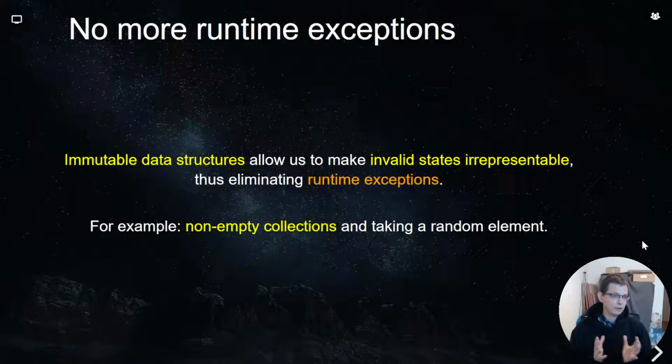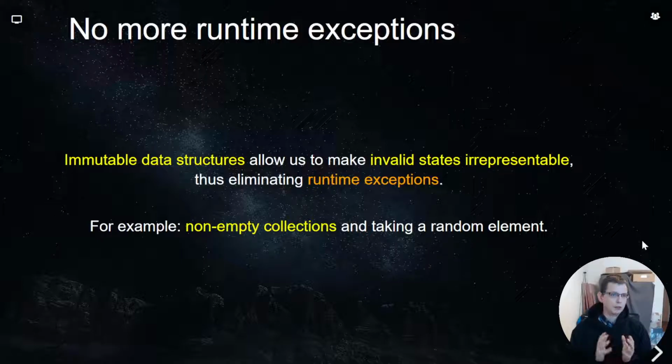So for example, one of the things that you can do, if you have immutable data structures, is distinguish between a data structure which is potentially empty and a data structure which is guaranteed non-empty. If you take a random element from the potentially empty collection, you must return something optional, because it might be empty and there might not be any elements in it. But if you have something that is non-empty, you can always safely return the element, because there will be at least one element.